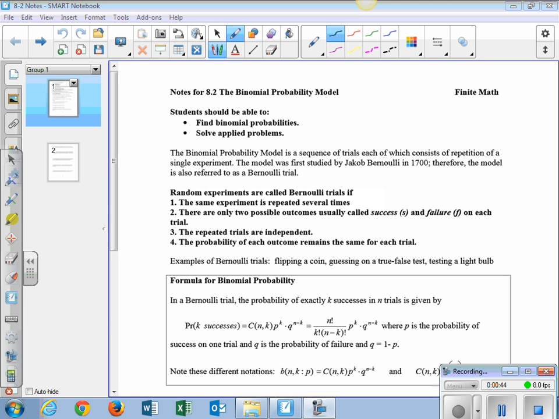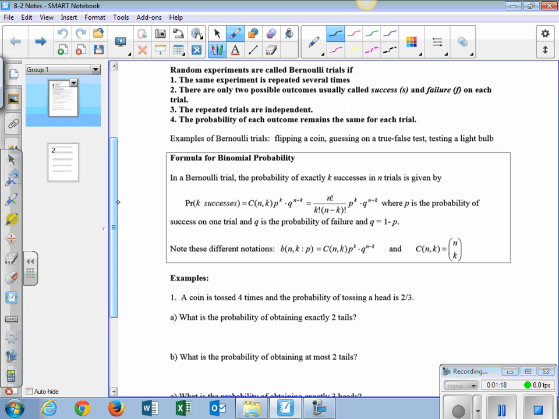For instance, like you're going to flip a coin. There are only two possible outcomes, usually called successes and failures, on each trial. So like true, false, heads or tails, the light switch is on versus off. Number 3, the repeated trials are independent. And number 4, the probability of each outcome remains the same for each trial. So there's a list of examples there for Bernoulli trials: flipping a coin, guessing on a true-false test, testing the light bulb, either it's good or it's bad.